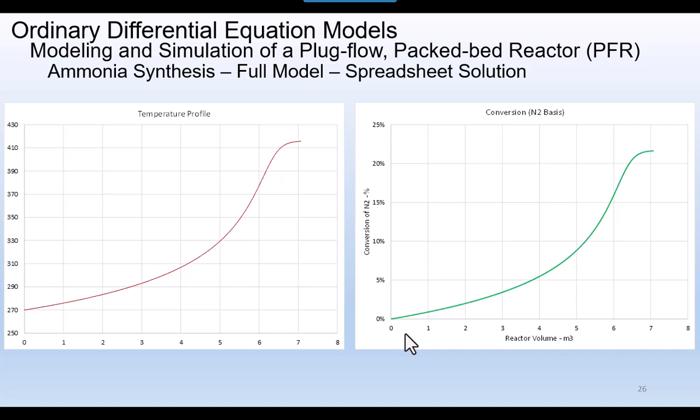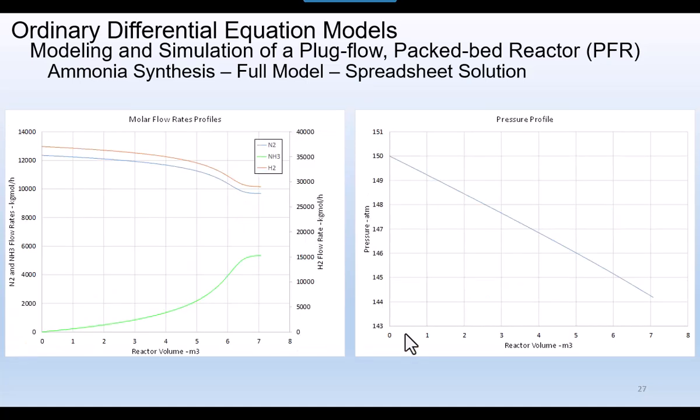And then we have our charts, all right, that show, in this case, the temperature and the conversion, all right? And then we have the molar flow rates, and we have the pressure profile, okay? So that's what that looks like. And this brings us to the end of the modeling of the ammonia reactor.